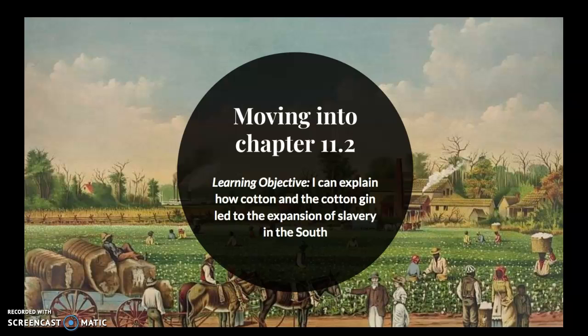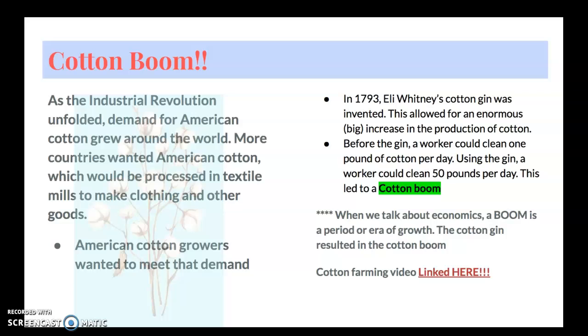So for chapter 11.2, this is what we're going to be learning today. We want you to be able to explain how cotton and the cotton gin led to the expansion of slavery in the South. All right, so we're going to start with the cotton boom.